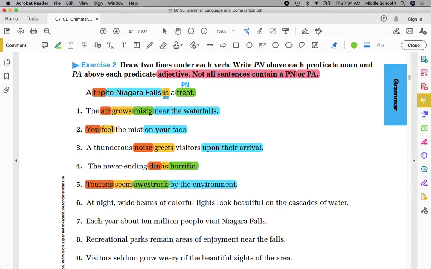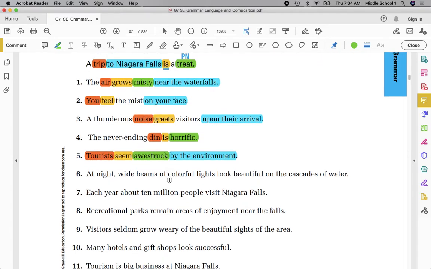So the first 5 sentences, what do I have? I have number 1, that's a predicate adjective, misty. Number 4, I have horrific as a predicate adjective. And number 5, I have awestruck as a predicate adjective. Let's take a couple more.